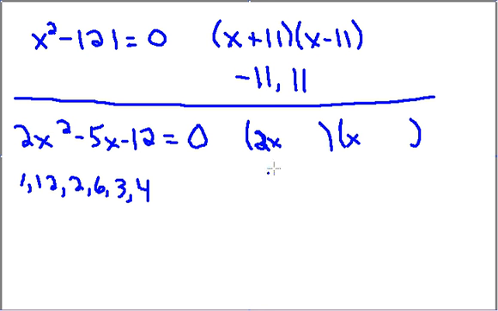Well, if we went ahead here and put a 12 here, 12 times 2 would be 24. And if we put the 1 here, that would be 1. 24 plus 1 would be 25, or 24 minus 1 would be 23. So obviously the 12 and the 1 aren't going to work.